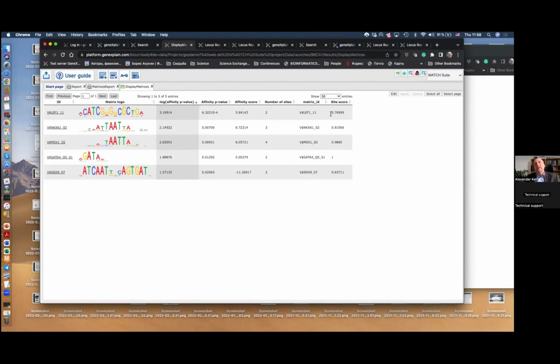This is a score for the given match. As I said, the affinity tells you the score for the whole promoter, and the site score tells you the score for the given match, at the given position of that match. This score can be high, like 0.9 or 1, or relatively low. Additionally, we have a p-value estimating the significance of the match score, and you can find it also.